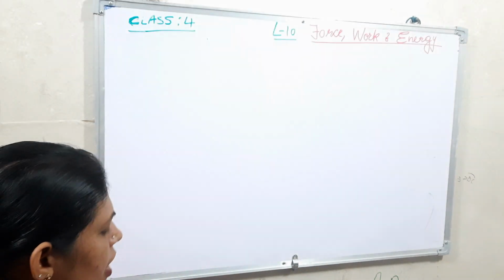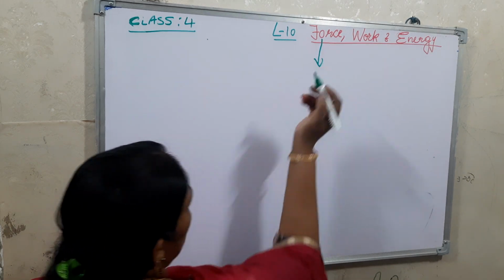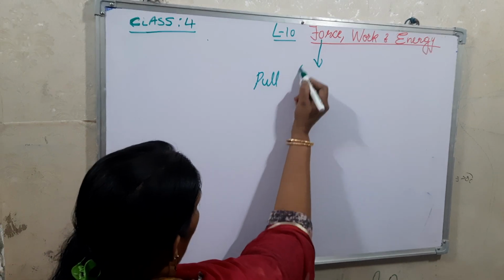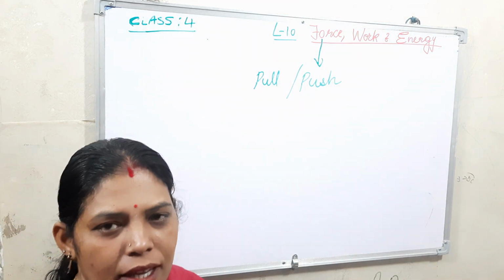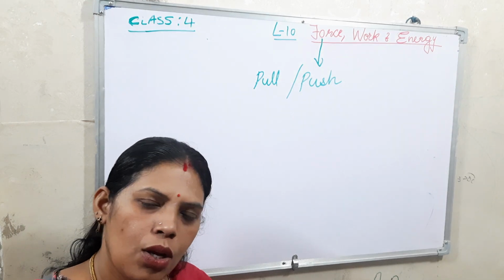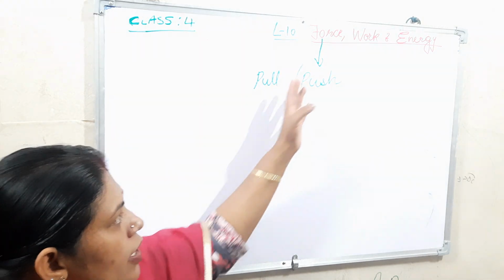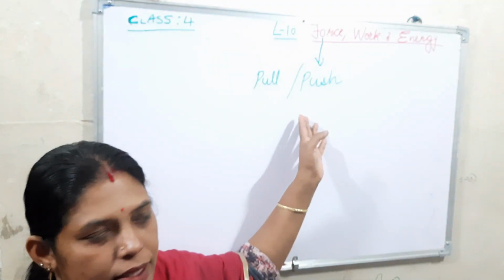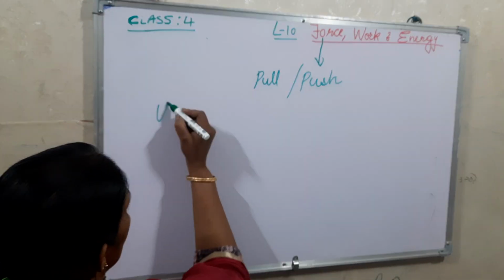Force means actually it is a pull or push. It is a pull or push applied on an object. Normally, around us, so many things we have to push or pull so that they will move. So what is meant by force? A push or a pull applied on an object is known as force. Now, what are the uses of force?